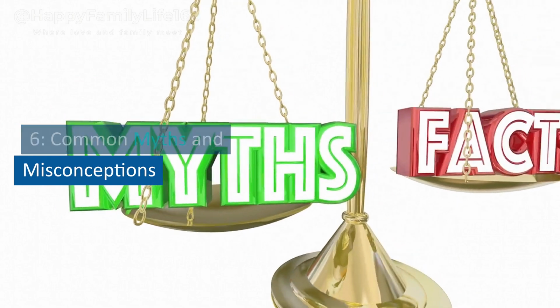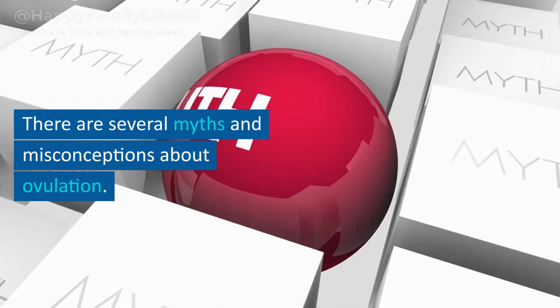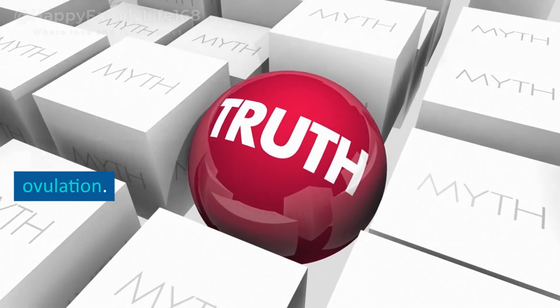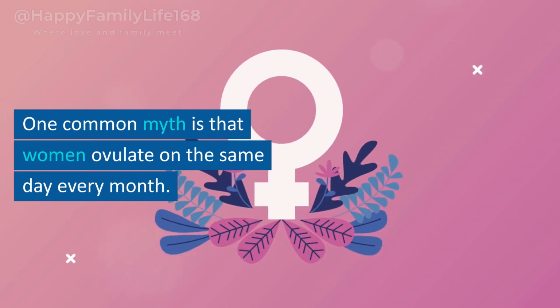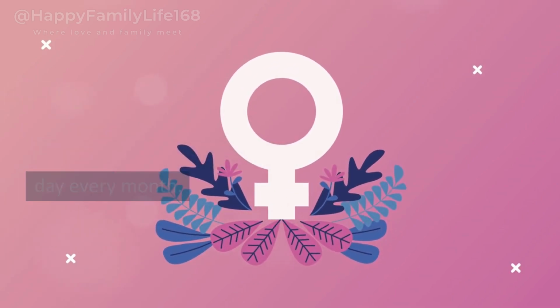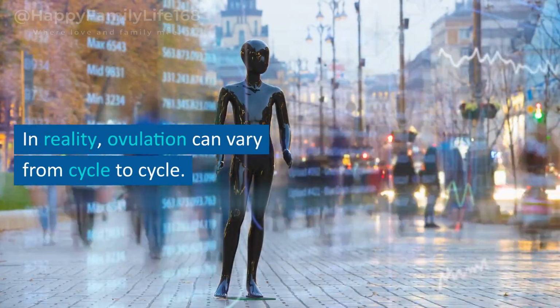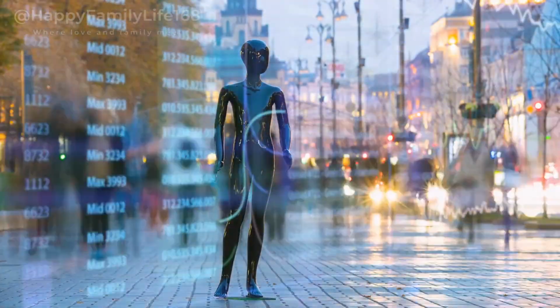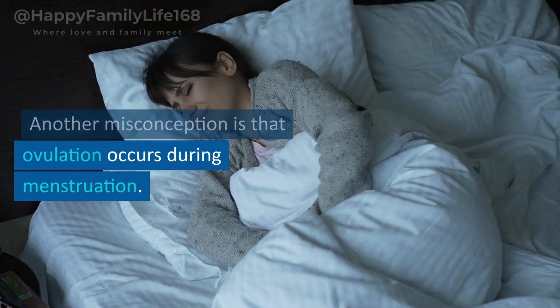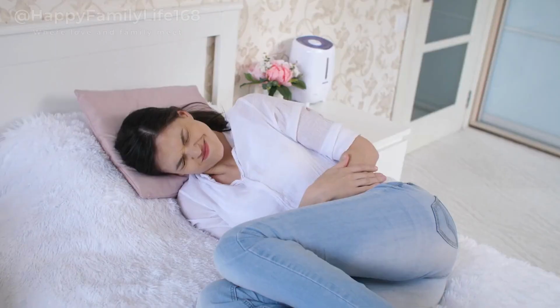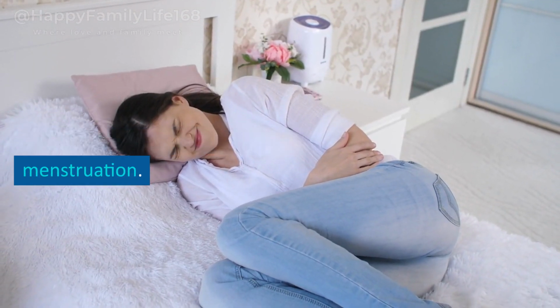6. Common myths and misconceptions. There are several myths and misconceptions about ovulation. One common myth is that women ovulate on the same day every month. In reality, ovulation can vary from cycle to cycle. Another misconception is that ovulation occurs during menstruation. Ovulation actually occurs after menstruation.